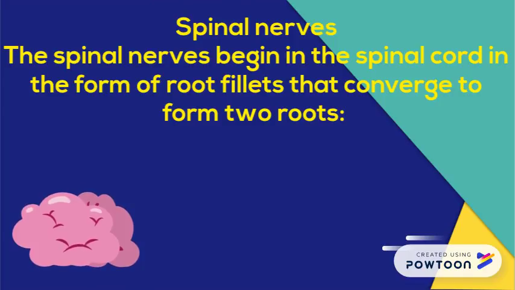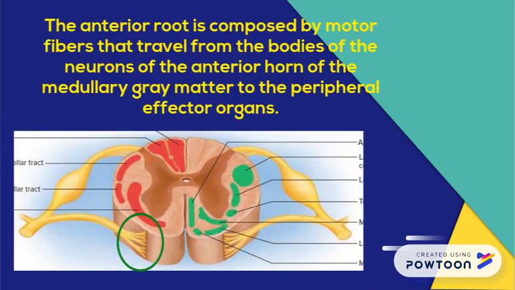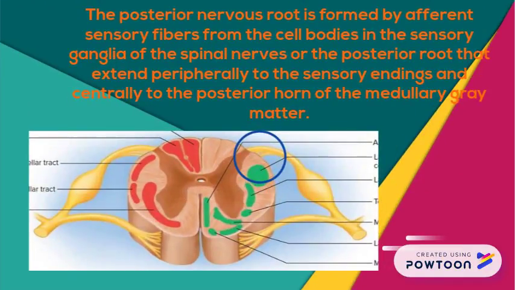Spinal nerves. The spinal nerves begin in the spinal cord in the form of root fillets that converge to form two roots, an anterior and a posterior. The anterior root is composed of motor fibers that travel from the bodies of the neurons of the anterior horn of the medullary gray matter to the peripheral effector organs. The posterior nervous root is formed by afferent sensory fibers from the cell bodies in the sensory ganglia of the spinal nerves, or the posterior root, that extend peripherally to the sensory endings and centrally to the posterior horn of the medullary gray matter.